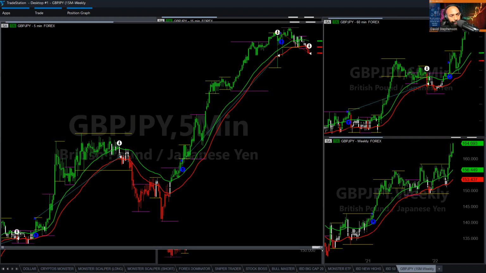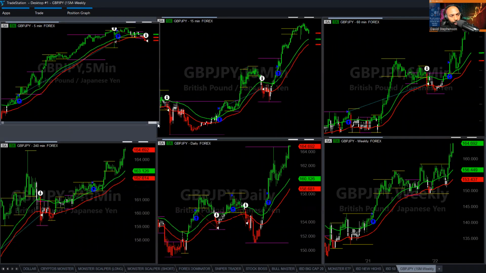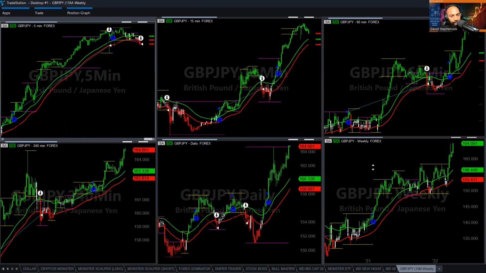All right. So we're following the overall trend, which is up, right? The major trend is up on the weekly time frame. We've got confirmation on the daily time frame. We've got further confirmation on the 240. Now we can trade on the weekly, we can trade on the daily, we can trade on the 240. And also the 60-minute right here.